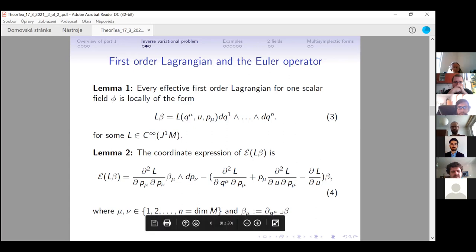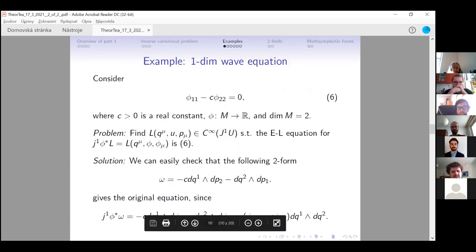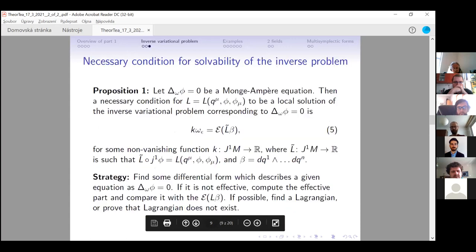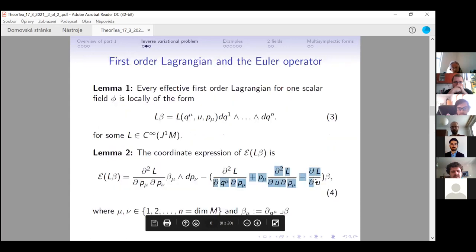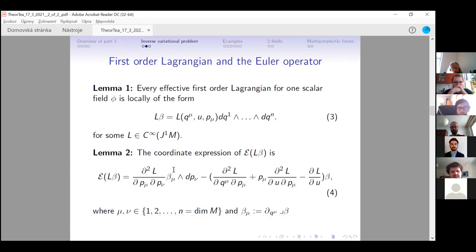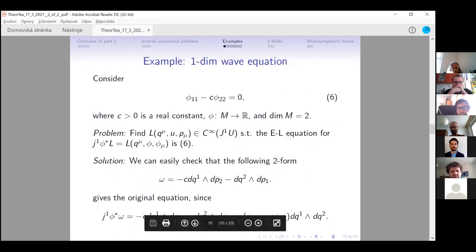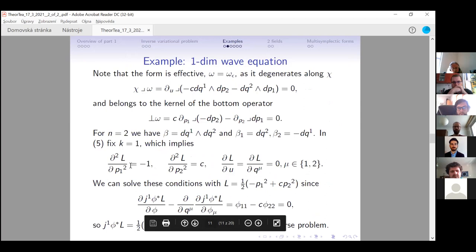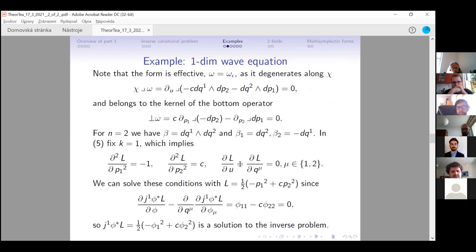And since omega doesn't contain dq1, dq2, I don't have any dq1, dq2, I know that this whole bracket must be 0. Also, some other guys here must be 0. And if you write it down, we get the following set of conditions: that the second derivative of L with respect to P1 is -1, with respect to P2 is C, and that derivative with respect to U and Q is 0 for all mu.